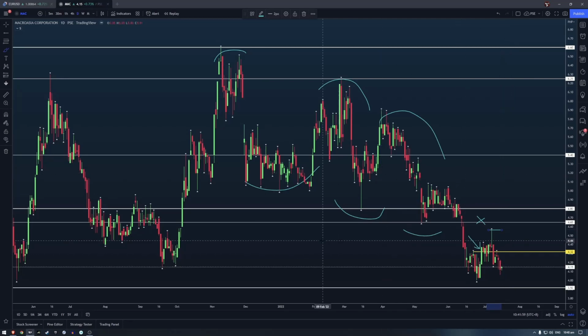Now that we've discussed all of that, ano pa ba ang pwede nating punahin dito sa MAC? Number one, we might be forming some type of inverse head and shoulders pattern dito sa MAC, no? Now, it's a very weird shape. Medyo anemic ng konti yung itsura, but it's there. So, if that actually sets up, okay, I would still maintain na the better trade, the higher conviction trade is if we can retake tong 4.8.